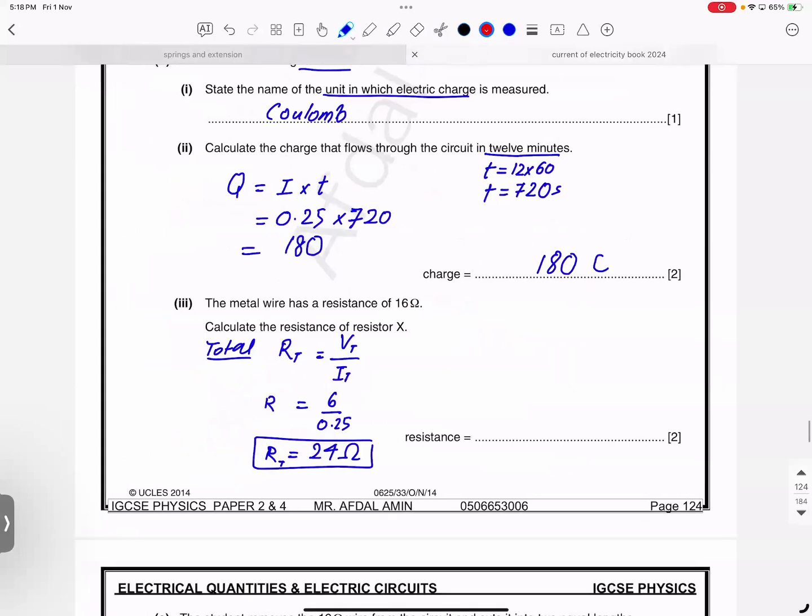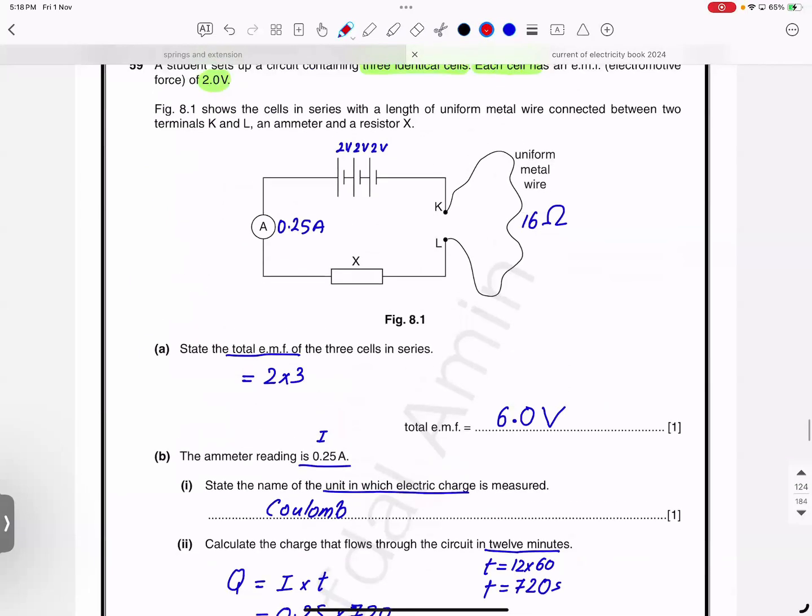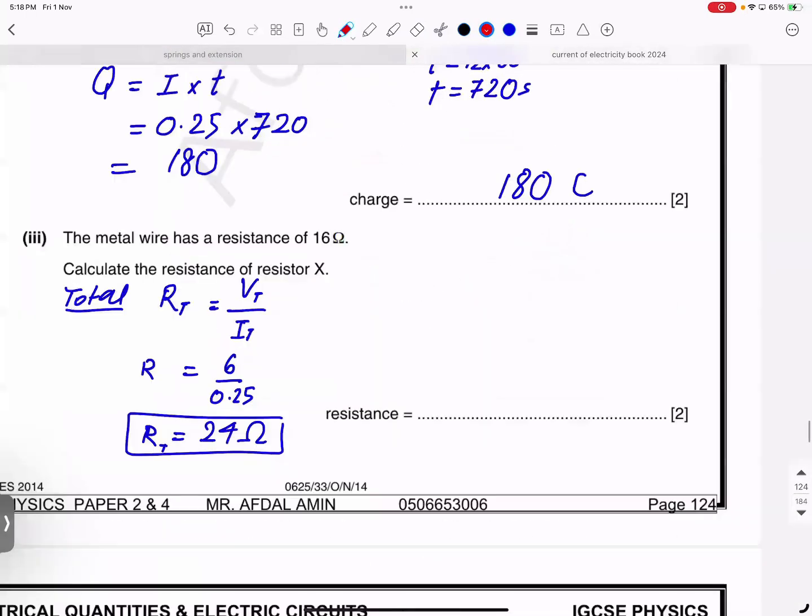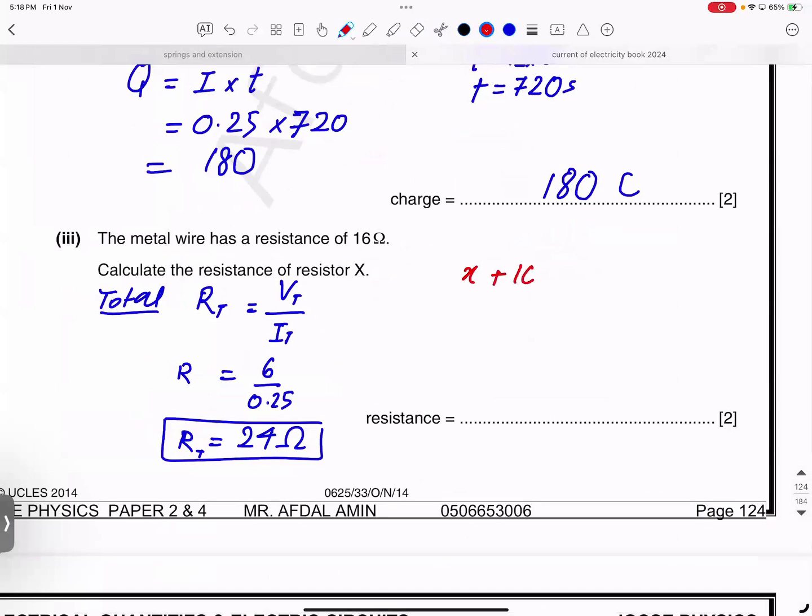Now in the circuit, what do you have? Go back. You have 16 for the wire plus X. So it means X plus 16 is 24. X is 24 minus 16, 8.